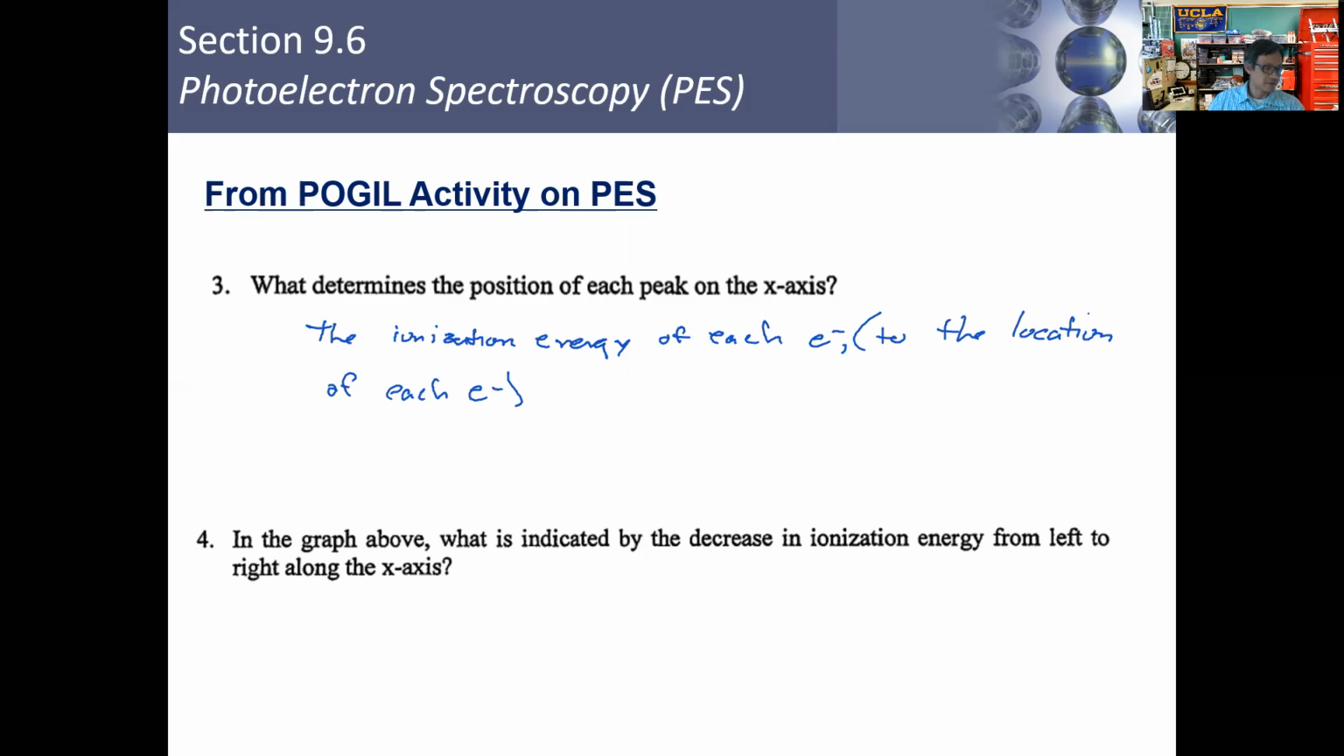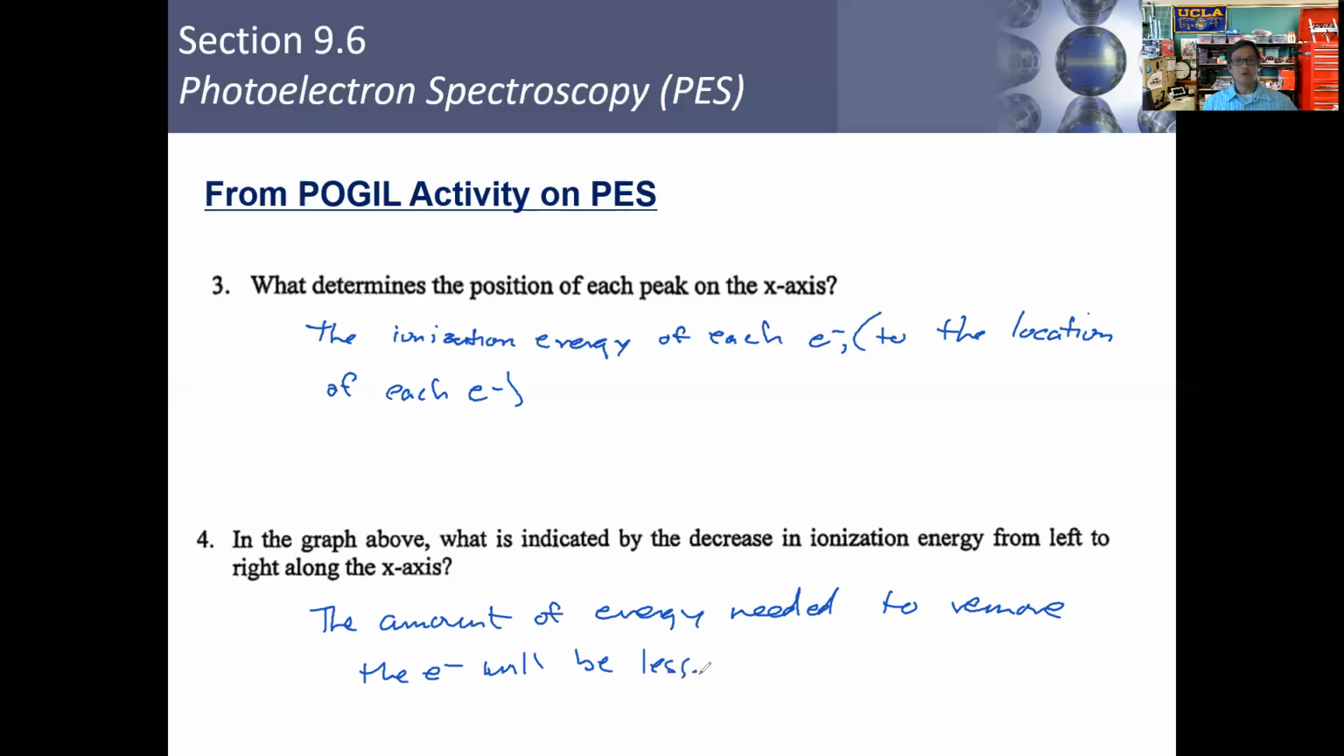What is indicated by the decrease in ionization energy from left to right? It just simply means then as you go from left to right, the amount of energy needed to remove the electron will be less.